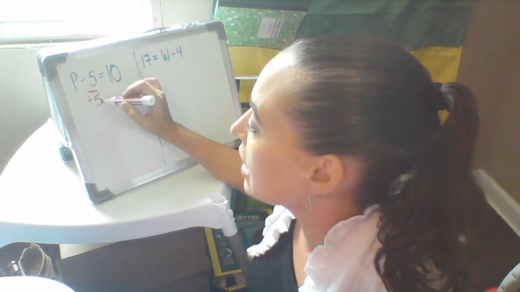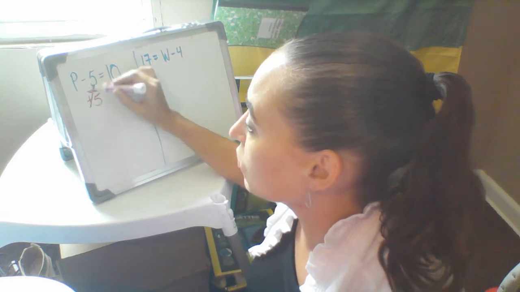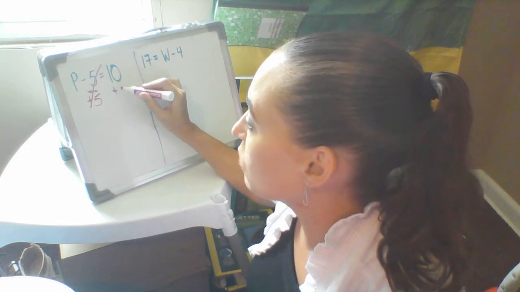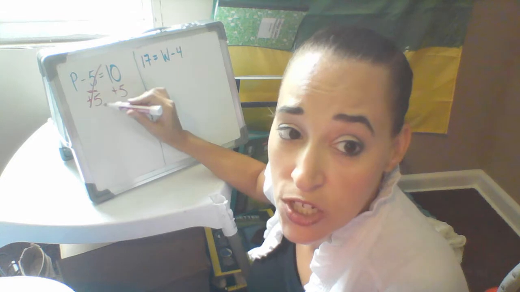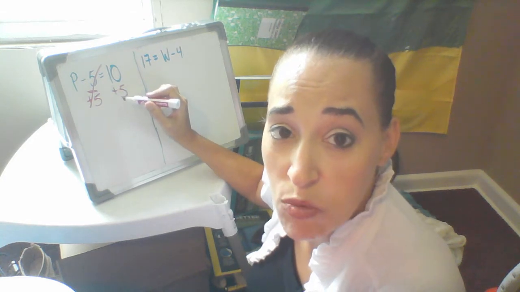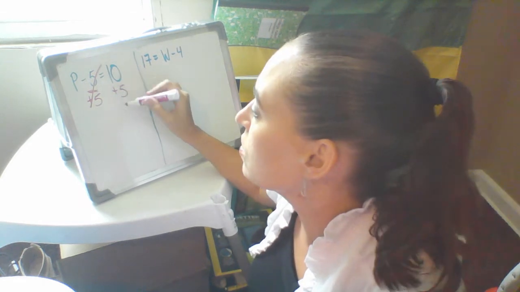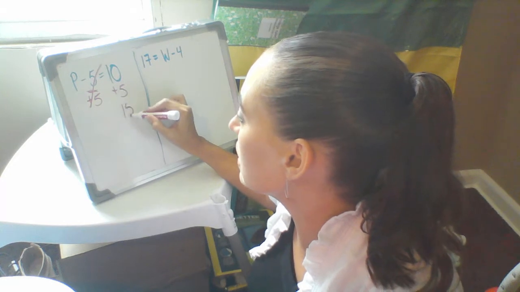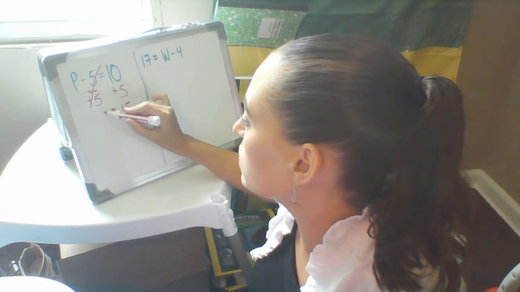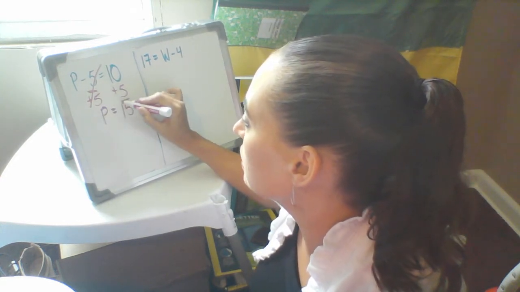So I'm going to say 5 minus 5 is 0. And then whatever I do to one side of the equation, I got to do to the other side of the equation. I have to make sure I balance it out. So 10 plus 5 is 15 equals p.